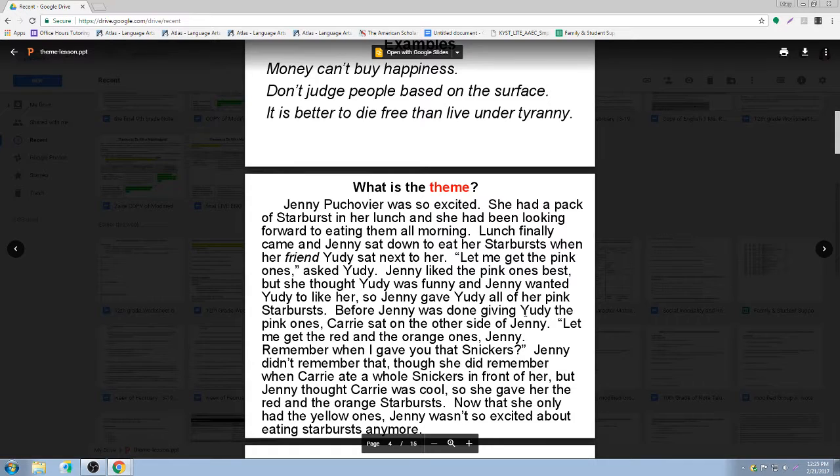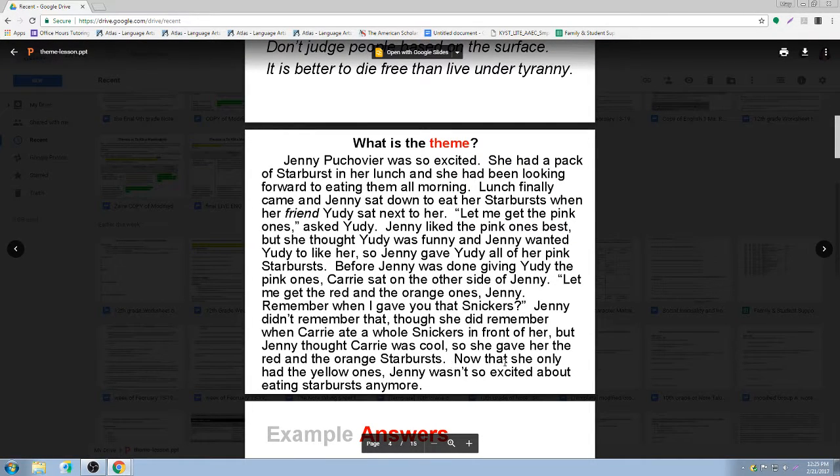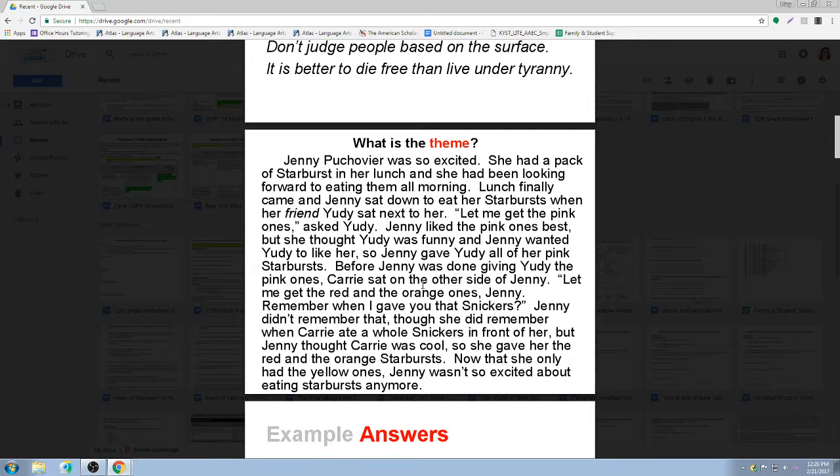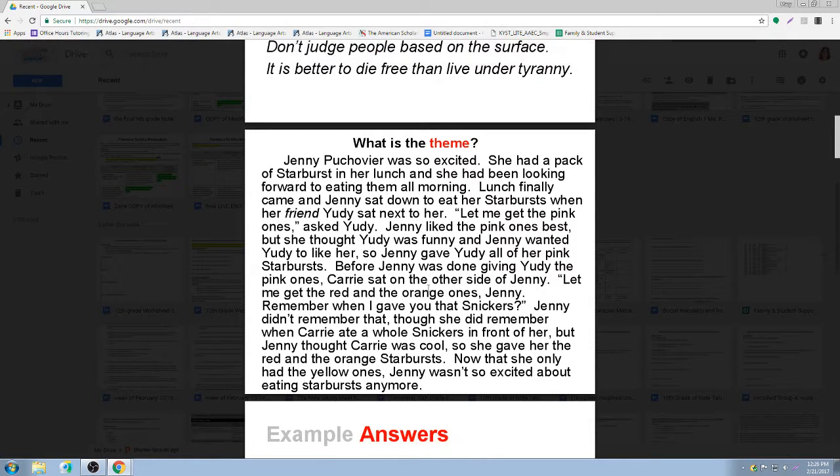Before Jenny was done giving Judy the pink ones, Carrie sat on the other side of Jenny. "Let me get the red and the orange ones, Jenny. Remember when I gave you that Snickers?" Jenny didn't remember that, though she did remember when Carrie ate a whole Snickers in front of her. But Jenny thought Carrie was cool, so she gave her the red and the orange Starbursts. Now that she only had the yellow ones, Jenny wasn't so excited about eating Starbursts anymore. Take a minute to think about what's going on in this story. What's happening to Jenny? What are Judy and Carrie doing to her?